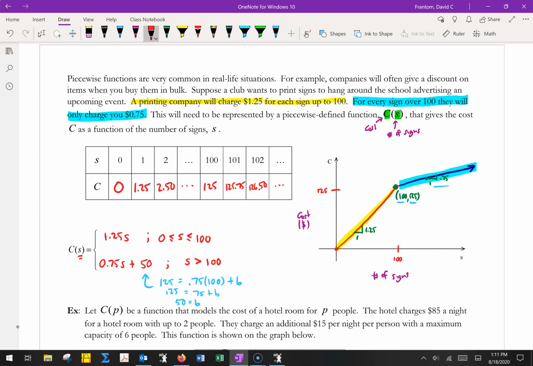So coming up with the piecewise function is certainly a little more challenging, but I want you to at least see how we could think through that, how we can take a real-life situation and try to build a function that would work. So now if I wanted to know how much would you pay for 300 signs, you would simply plug 300 into the bottom piece of that function.